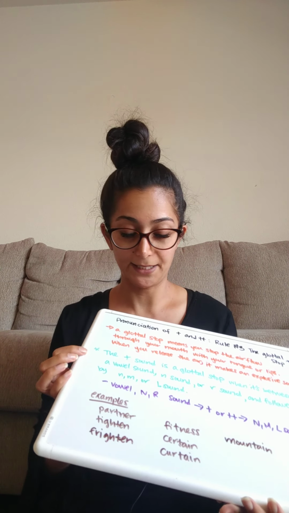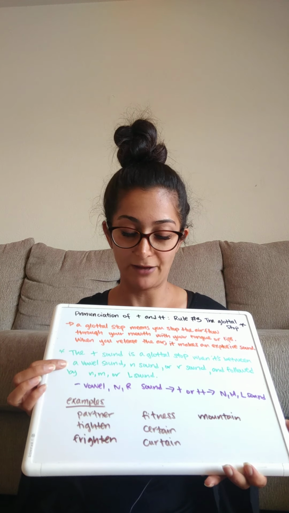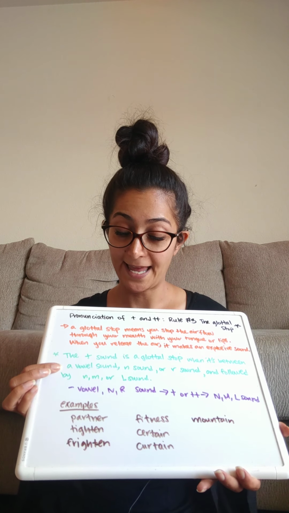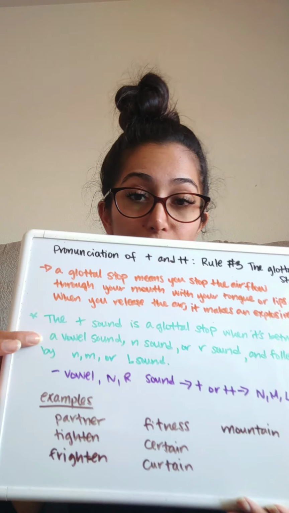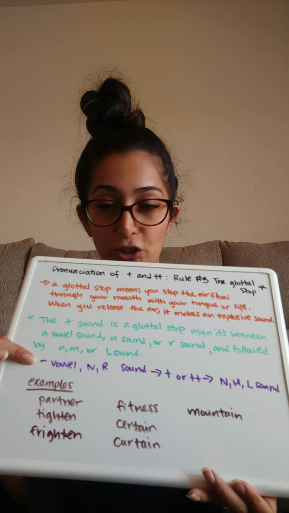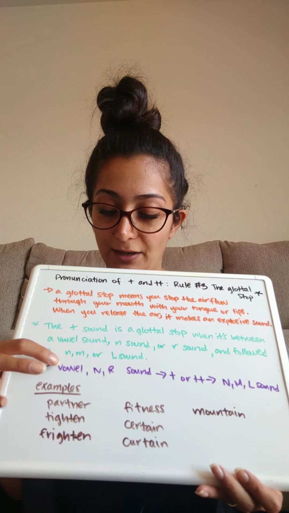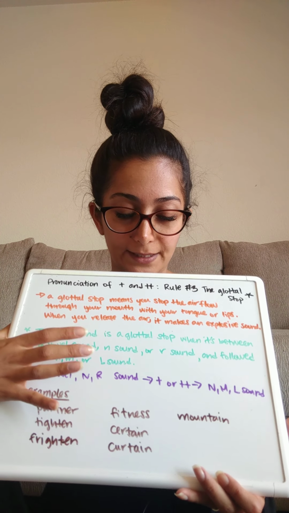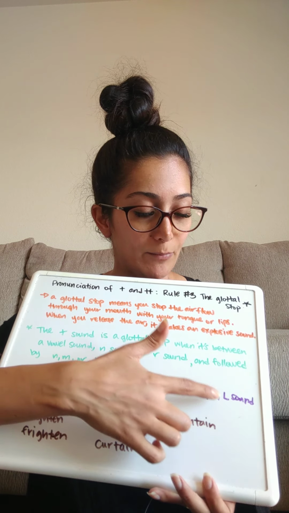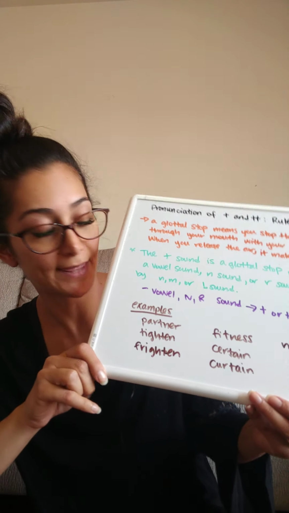But let's talk about the T sound as a glottal stop now. So when it is between a vowel sound, N sound, or R sound, and followed by N, M, or L sound. So that's the green one there. And the purple one is just the same thing, but it shows it in a different way. So if that's hard for you to follow, maybe you can just understand this. If there's a vowel, N or R sound before the T or double T, and then there's an N, M, or L sound after the T. Okay, so let's look at examples so we can clarify that.